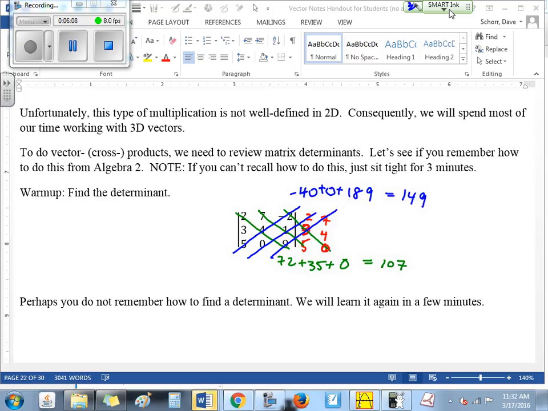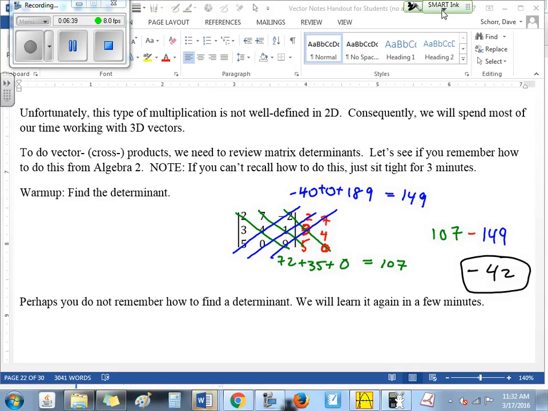149. Okay, here's the trick, the part that people mess up on the most. All along we've been multiplying and adding, and now we're going to do one final subtraction. Green minus blue. So 107 minus 149. Our final answer is, in this case, and it's not always this way, a negative answer. We got negative 42.